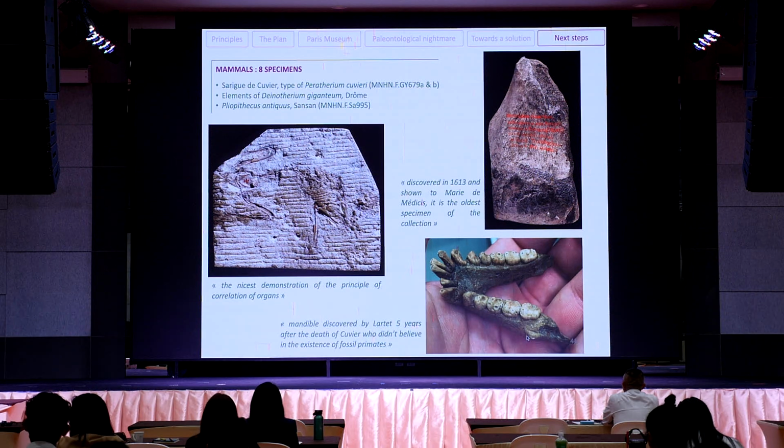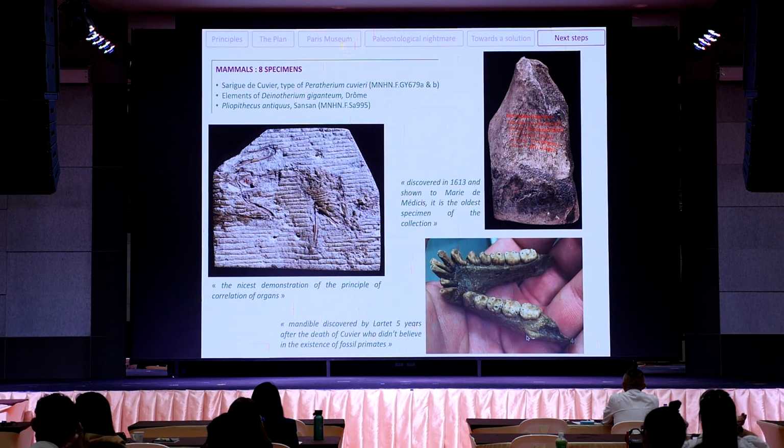This here looks like nothing, but it's the oldest fossil we have in our collection. It was discovered in 1613, and it was presented to the queen at that time, Marie de Médicis. And finally here, this little mandible of a fossil ape was discovered by a man called Lartet 5 years after the death of Cuvier, who really thought that fossil apes didn't exist. So these 3 specimens are the perfect example that we can do it.